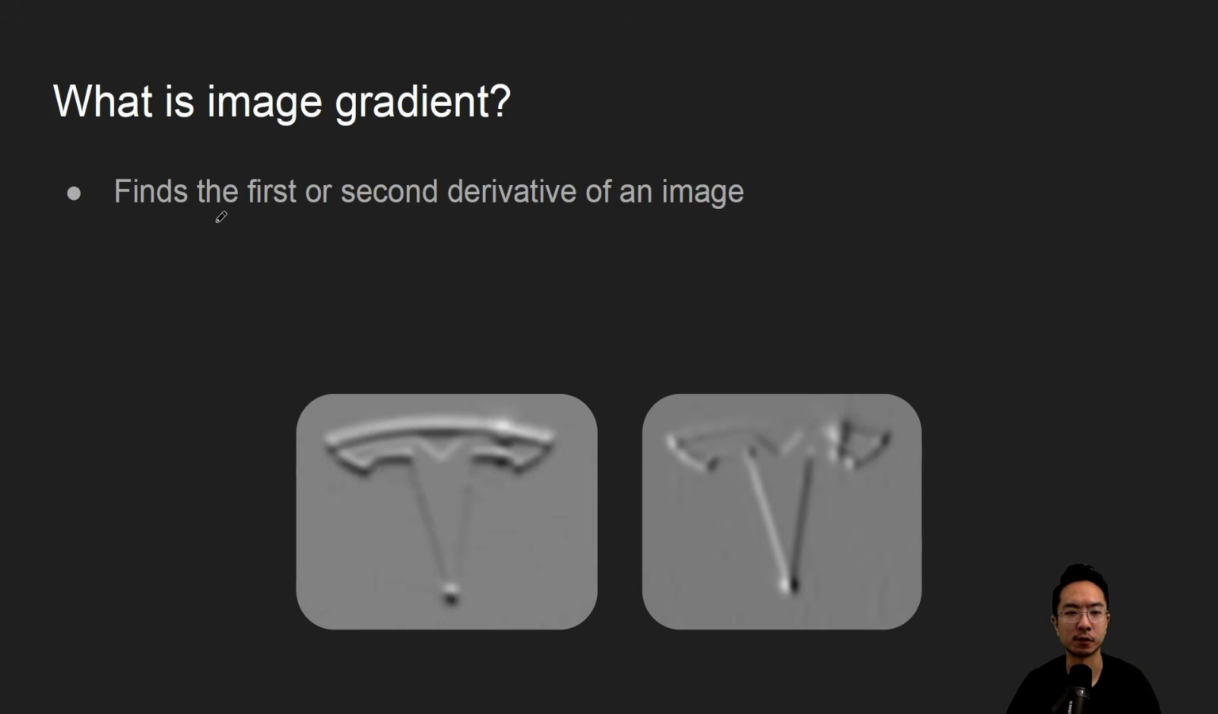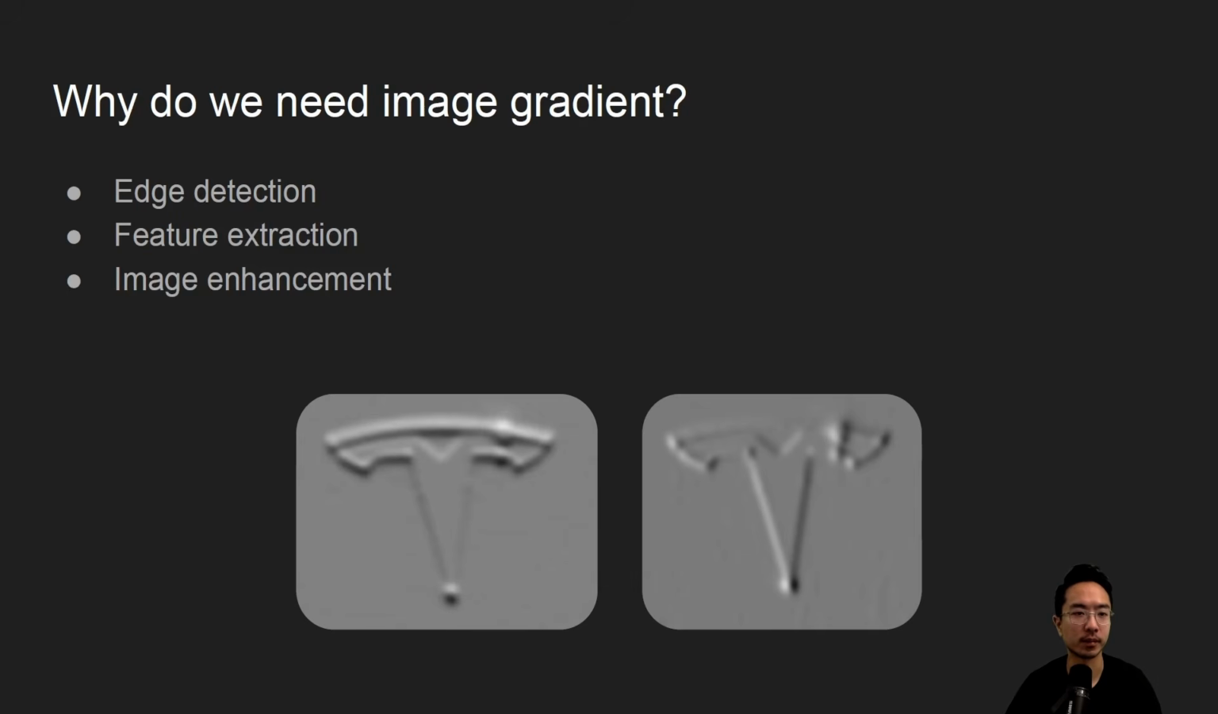Okay, so what is image gradient? The idea is to find the first or second derivative of an image, and we'll see how that works. Okay, so why do we need it? It's good for things like edge detection, for feature extraction, and also image enhancement. So maybe sometimes you have an image and there's parts of the image you want to identify. This is good for those applications.